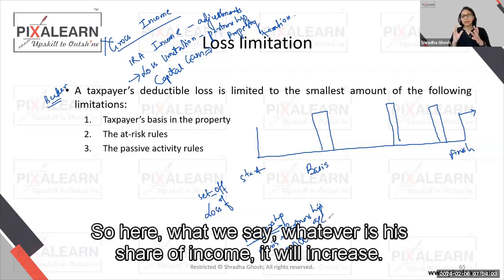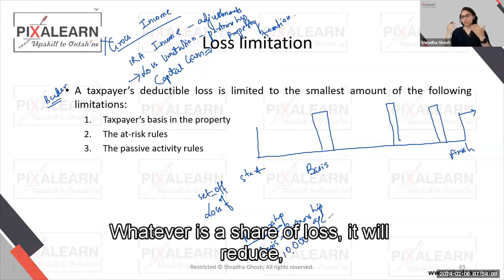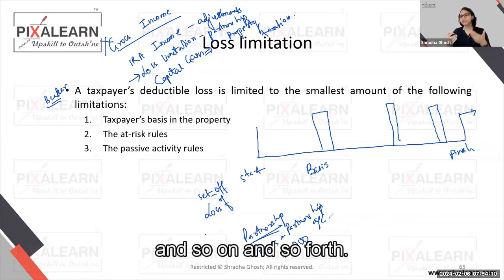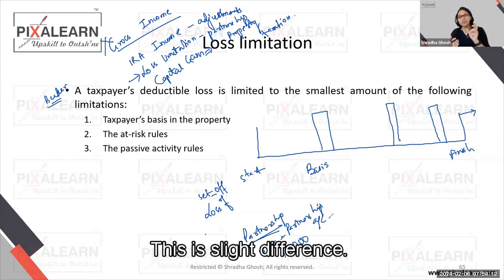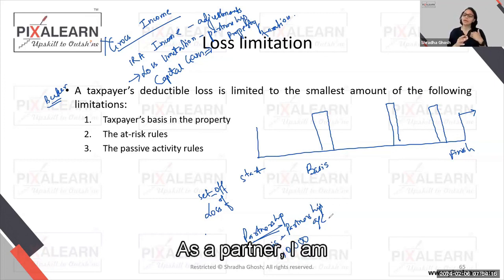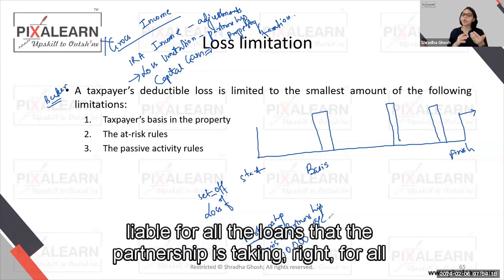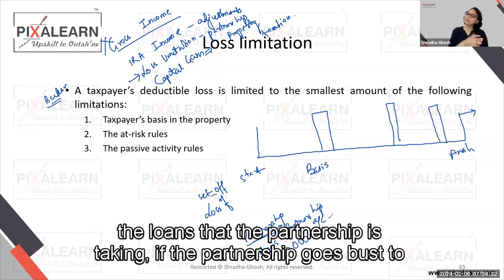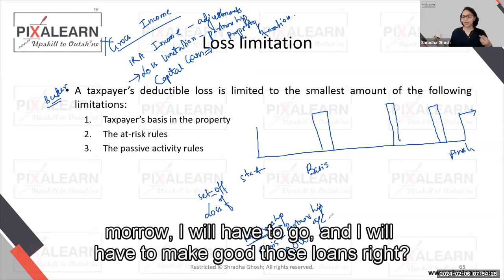So here what we say, whatever is his share of income, it will increase. Whatever is his share of loss, it will reduce, and so on and so forth. There's a slight difference. I'll tell you what that difference is. Partnership, as a partner, I am liable for all the loans that the partnership is taking, right? If the partnership goes bust tomorrow, I will have to go and make good those loans, right?